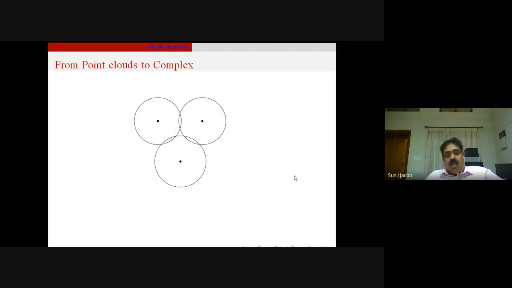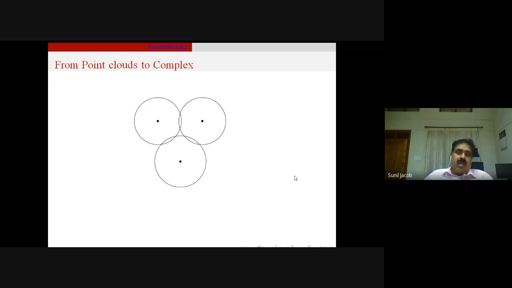This is the example. Here we construct neighborhoods about each of the 3 points, and you can see that there is no common point of intersection. So if you go for the construction of a Čech complex, we cannot connect them because they have no common intersection. Therefore, they will stand as points in the complex also. But if you go for the Rips complex, since they intersect pairwise, you can connect them.